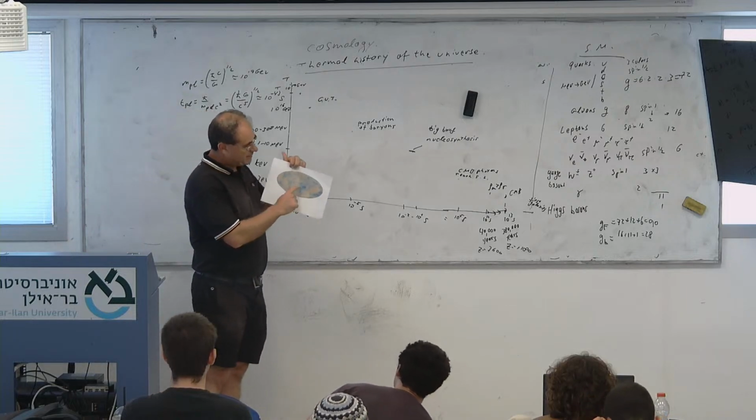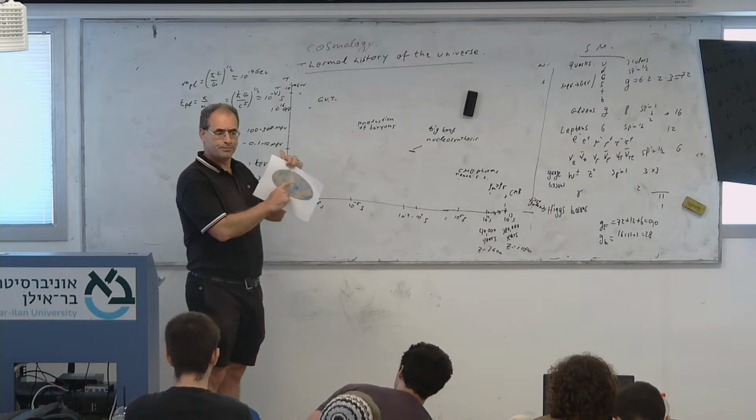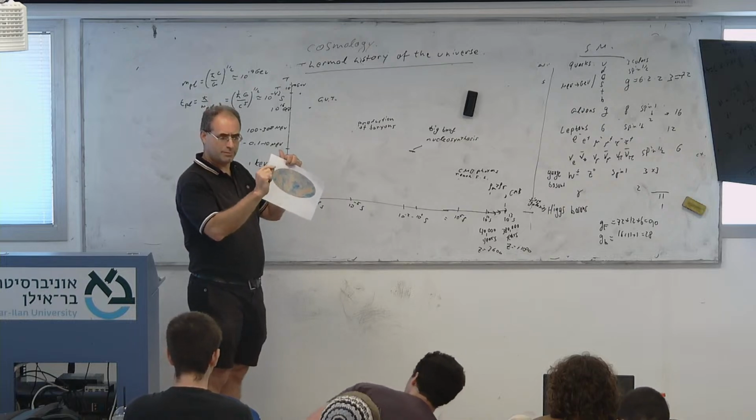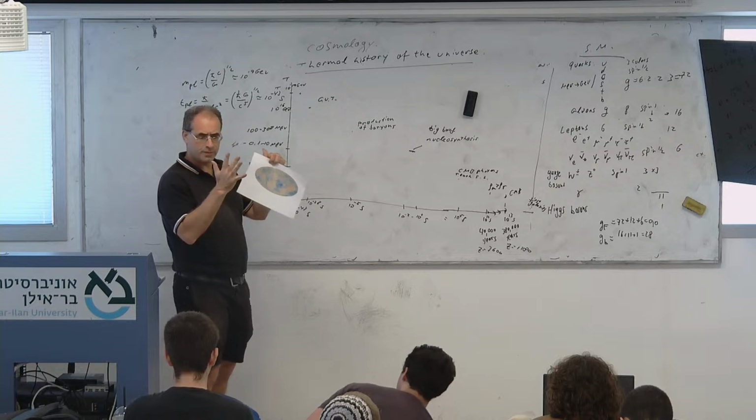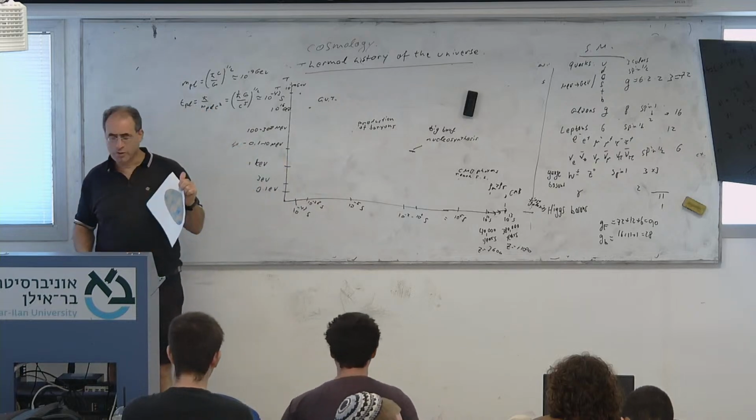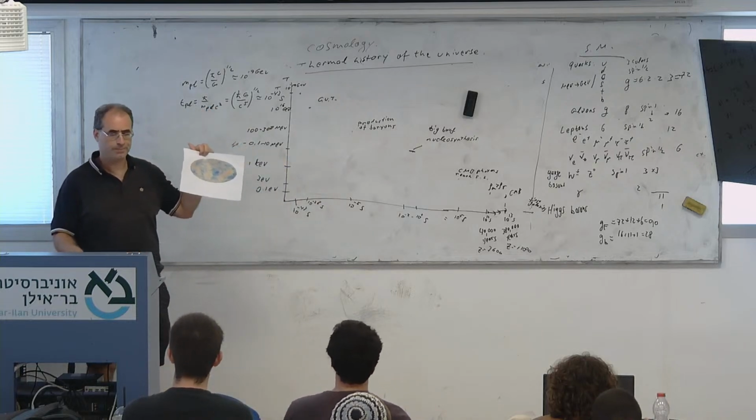Each color represents a slightly different temperature. Delta T over T is 10 to the minus 5-ish. What do we do with that? When we see that?